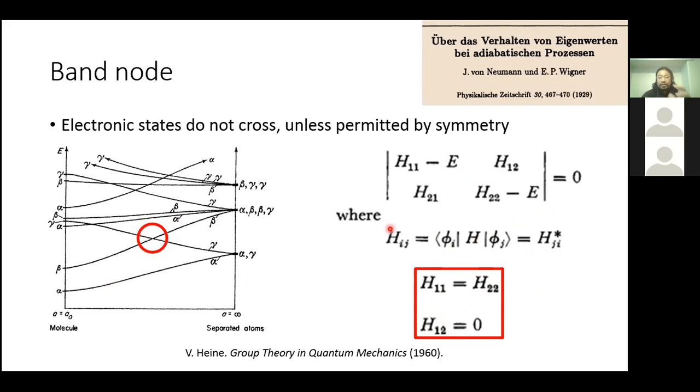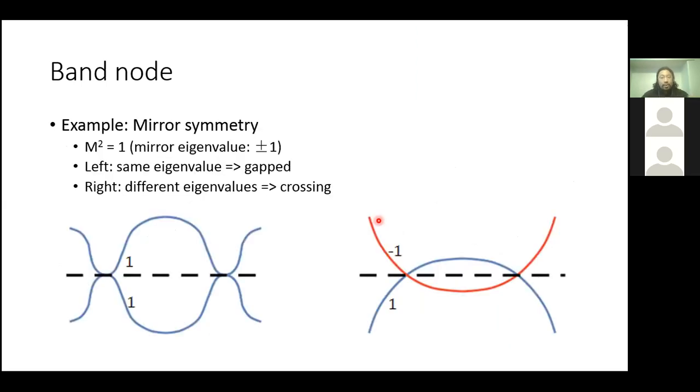So only if these two bands belong to two different irreps can we get a band crossing point. For example, if we take mirror symmetry as a condition, on the mirror plane we can use the mirror eigenvalue to label the bands. In the left case, the two bands have the same eigenvalue, so they will hybridize with each other and be gapped. In the second case, the two bands have two different eigenvalues, so their crossing is protected by symmetry. As we mentioned before, they belong to two different irreps, so we can solve this Hamiltonian, and they cannot hybridize with each other and gap.